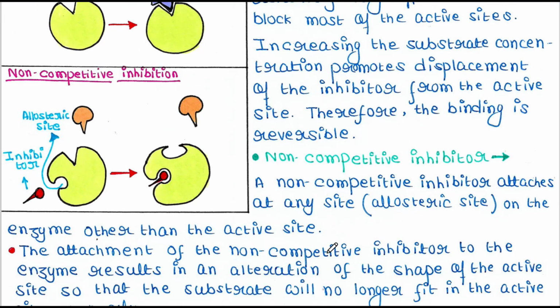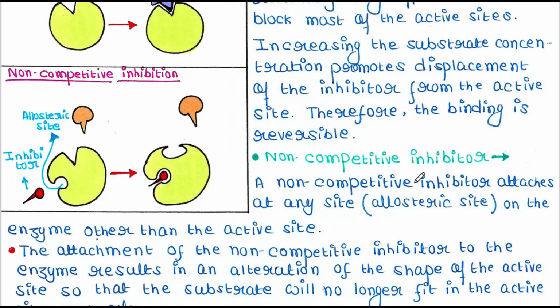Next is non-competitive inhibitor. Again, from the name you can understand that there is no competition between a substrate and inhibitor. Here, this is the inhibitor, this is the substrate. The inhibitor does not look like the substrate, and even the inhibitor does not sit in the active site. This is the active site and the active site is empty. It is not occupied by the inhibitor.